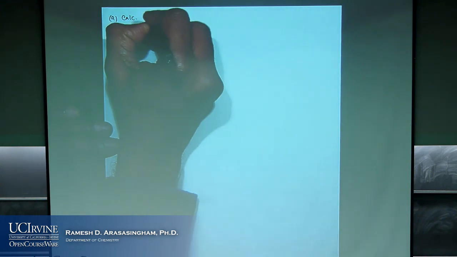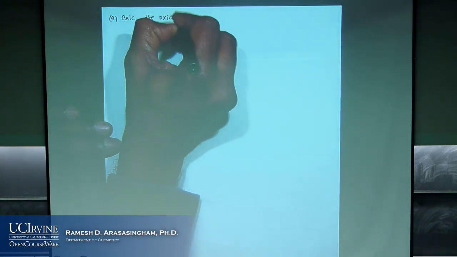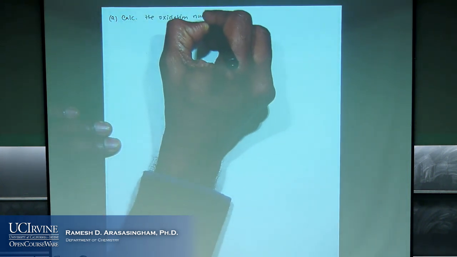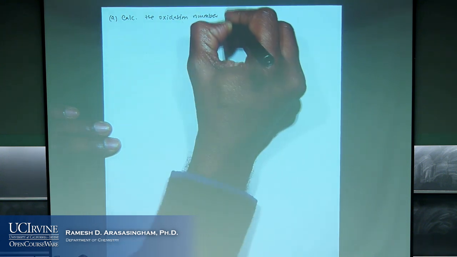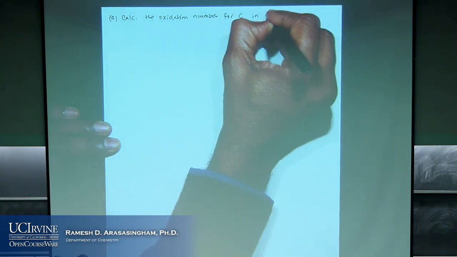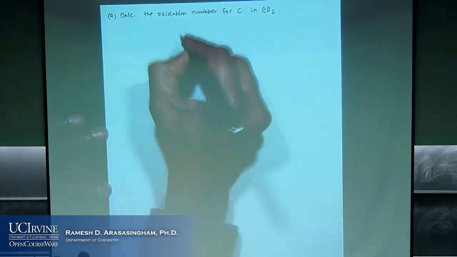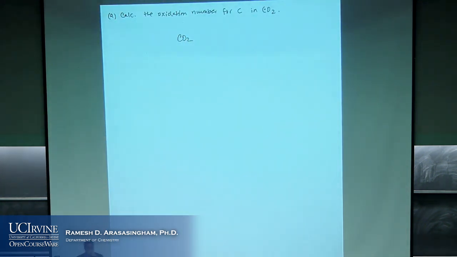Calculate the oxidation number for carbon in CO2. All right? So your starting point would be to take the compound, and we know that overall this is an electroneutral compound, so the sum of the oxidation numbers corresponding to each of the atoms should add up to 0.